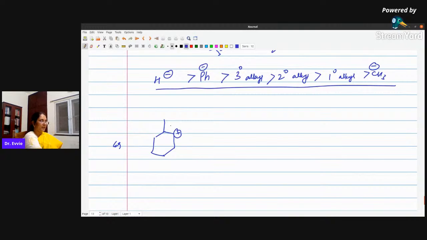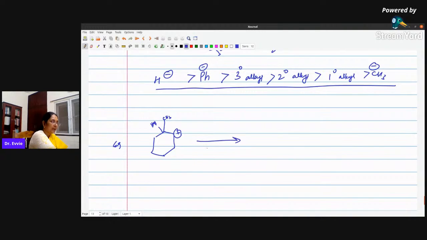Something like this, okay. So now here we have, see here, there's also hydrogen here, right? And what does this mean? That there's a methyl group here, right? Now, which one will move? It is not the methyl, it is the hydrogen which will move.